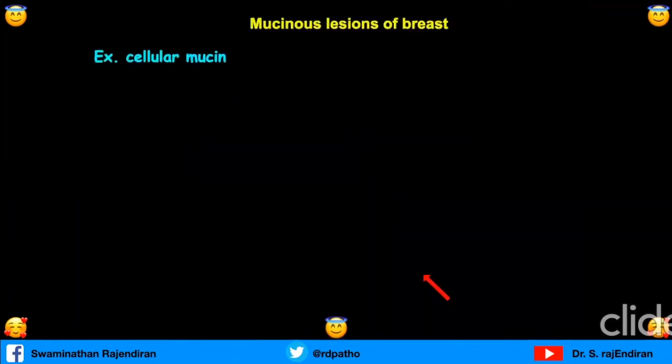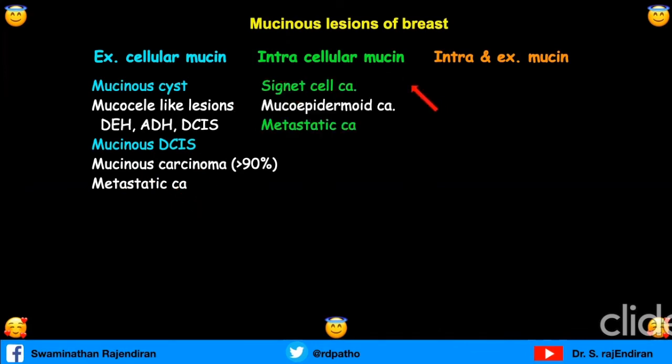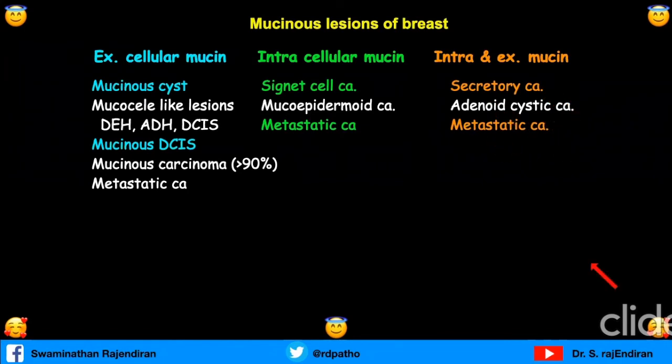Mucinous lesions of breast, another important thing. Whenever you see mucin in any organ, you have to see whether it is extracellular mucin, intracellular mucin, or intra and extracellular mucin, because the differential diagnosis depends upon that. When you see extracellular mucin only, you have to think of mucinous cyst, mucocele-like lesion, mucinous DCIS, mucinous carcinoma, and metastatic carcinoma. When you see intracellular mucin, signet cell carcinoma, mucoepidermoid carcinoma, and metastatic carcinoma. When you see both intra and extracellular mucin, it is secretory carcinoma, adenoid cystic carcinoma, and metastatic carcinoma.